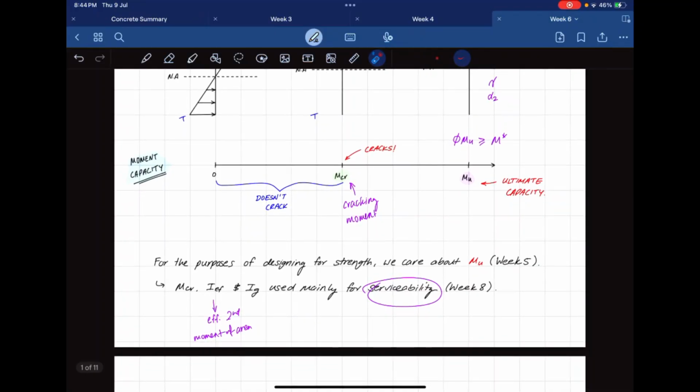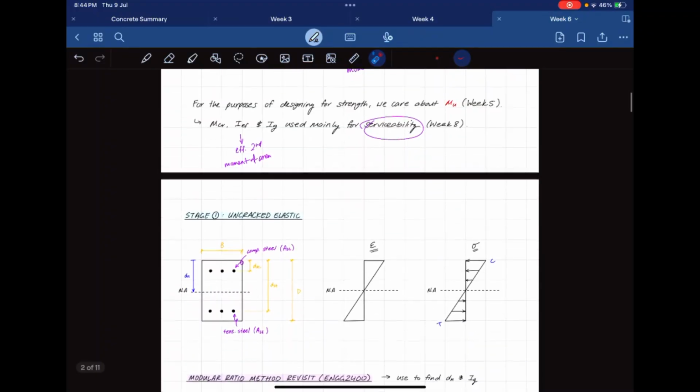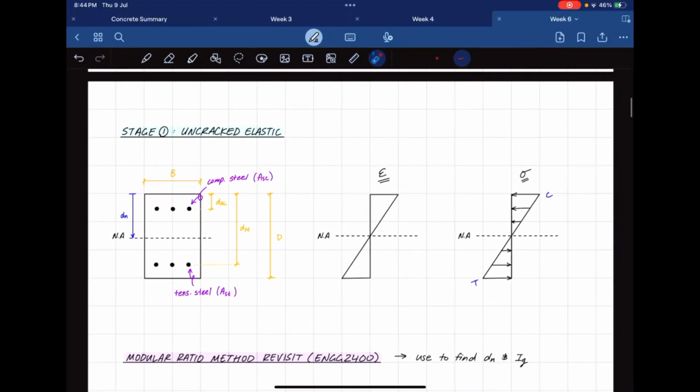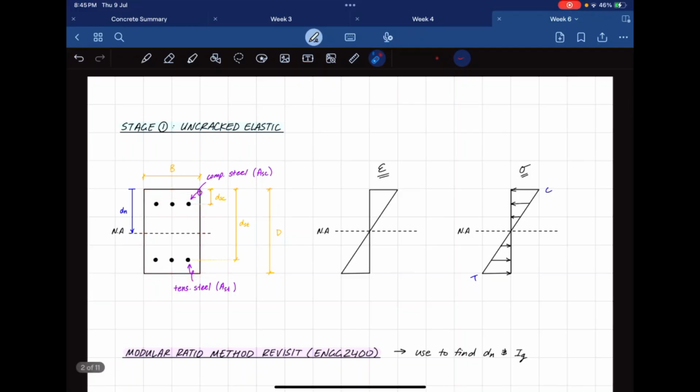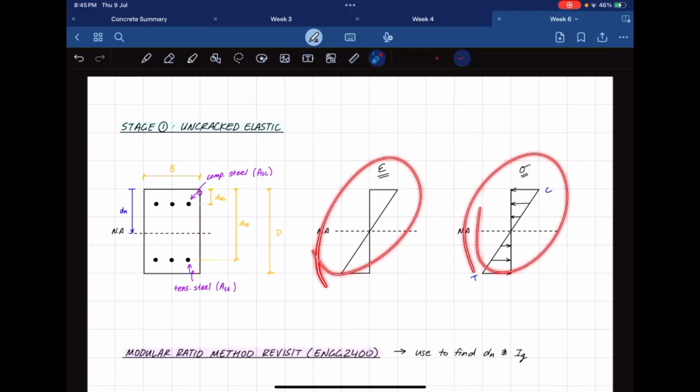Okay, cool. That's a brief overview of it. I'm going to go through each stage now. Stage 1, the uncracked elastic stage. So this is what my cross section looks like. This is my strain distribution and this is my stress distribution.